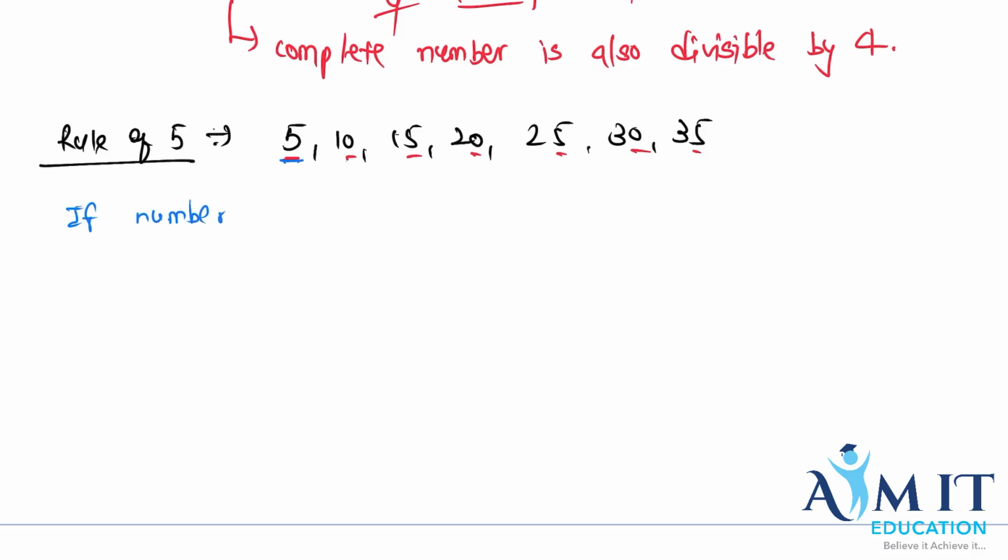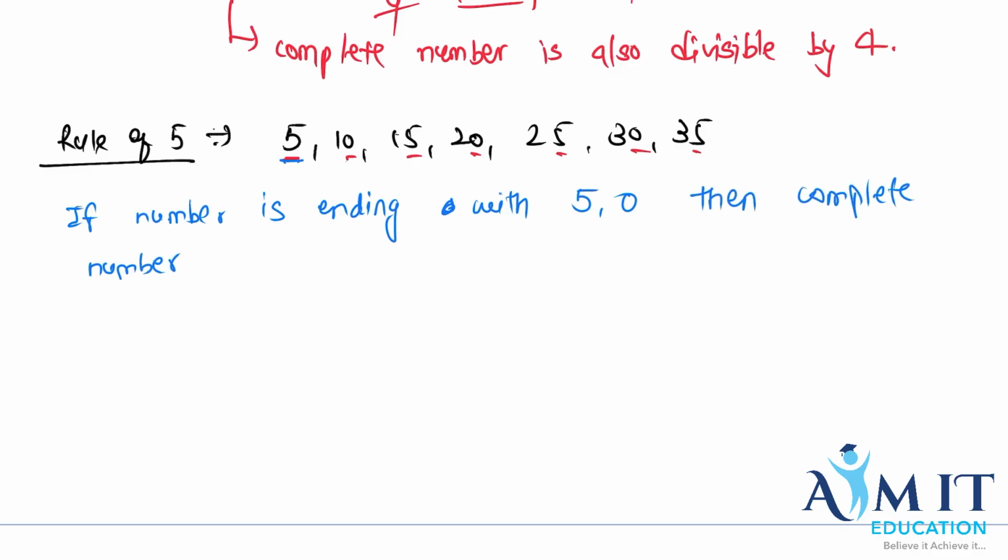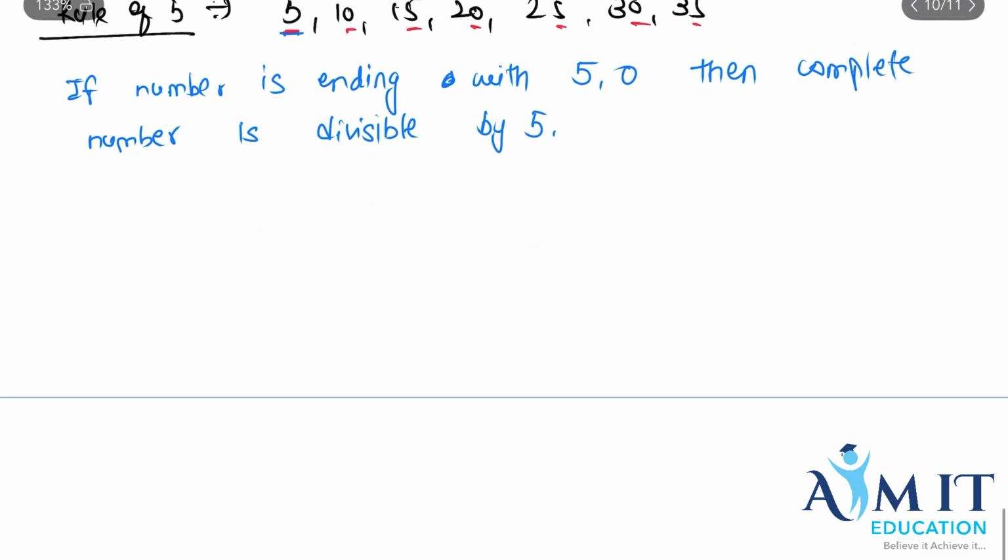If a number is ending with 5 or 0 on the ones place, then the complete number is divisible by 5. Okay, like an example, 5450. We are talking about only the ones place. It is 0, then the complete number is divisible by 5. Yes, it is divisible by 5.